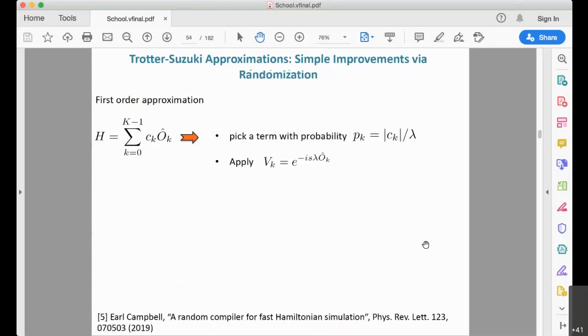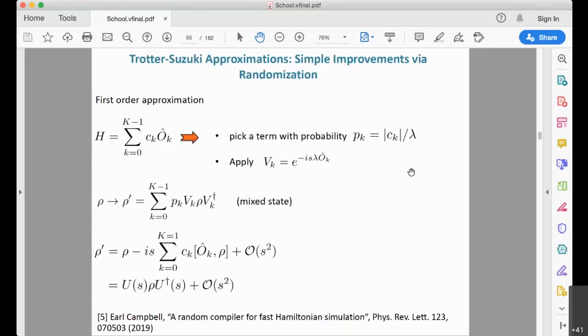Okay, so this paper of Earl Campbell basically does the following: you're going to pick a term of the Hamiltonian with some probability pk that is proportional to the weight of that term in the sum. This lambda is the L1 norm, the sum of all these coefficients ck. All right. And then I'm going to apply a unitary, which is just evolving with that single term, right? So I'm not evolving with all the terms as I did with the first order approximation that I showed you before. I'm just picking one randomly, and I'm evolving with that guy.